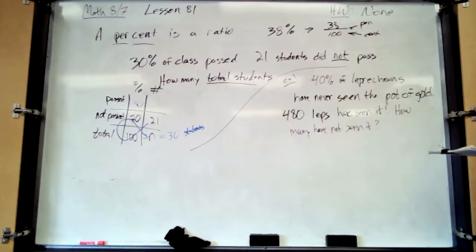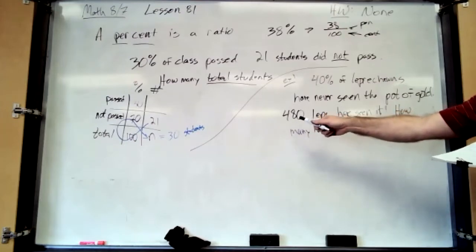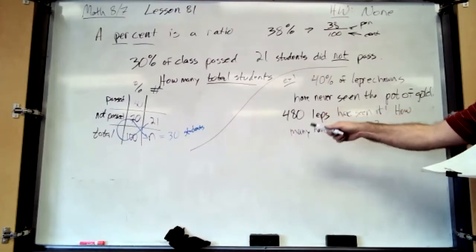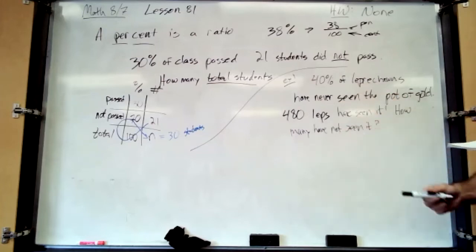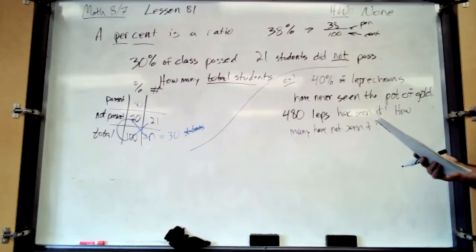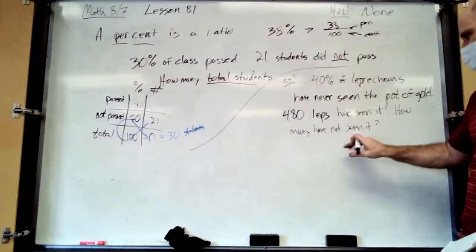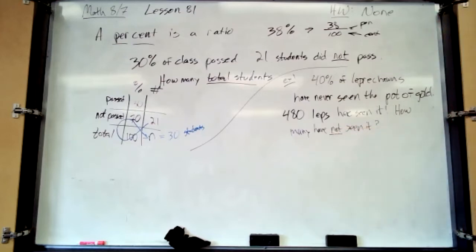Okay, so you got 40% of the leprechauns have never seen it, which means 60% have. Well, this tells you 480 is the have, right? 480 is 60% of your total leprechauns, right? That's a lot of leprechauns. Oh, I want to say how many have not seen it. Okay, so that will give you the total.